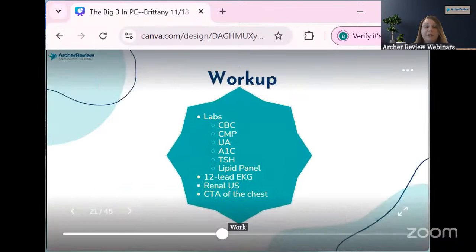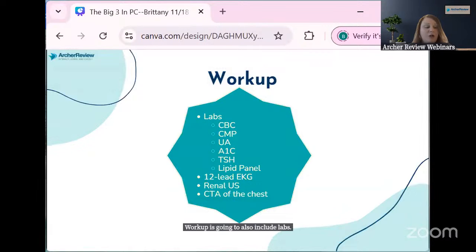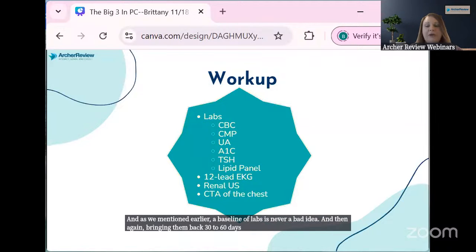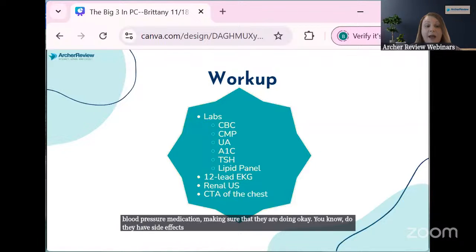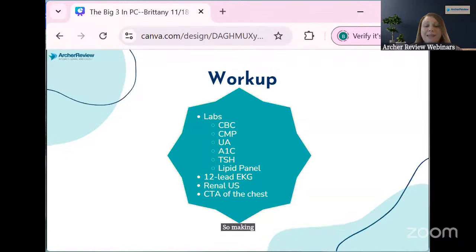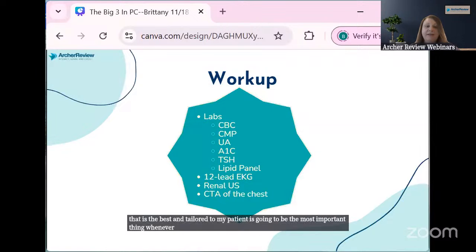Workup is also going to include labs. And as we mentioned earlier, a baseline of labs is never a bad idea. Then again, bring them back 30 to 60 days after starting that blood pressure medication, making sure they are doing okay. Do they have side effects? Is it making them hypotensive? Are they dizzy? Is it dehydrating them if I've started something with a diuretic in it? Making sure the treatment is tailored to my patient is going to be the most important thing whenever I'm titrating medication of any kind.